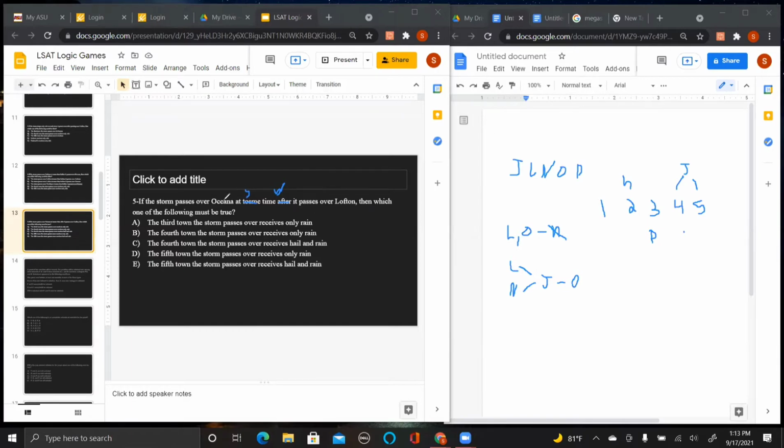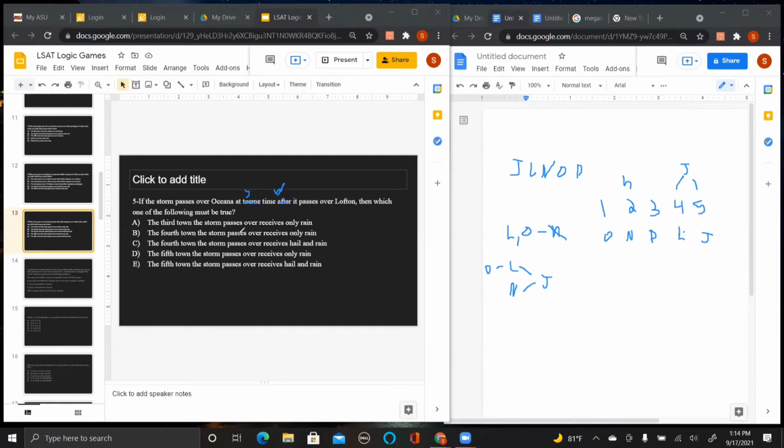So if the storm passes over Oceania at some time before it passes over Lofton, then which one of the following must be true? So I didn't erase everything, did I? All right. So if Oceania is before Lofton, same thing that's happened a couple times happens again. J has to be last because it now has to have 3 before it. 1, 2, 3. Jackson is last. And L and O cannot be in position 2, so N has to be. And O is before L, so O before L. Brilliant. That is a terrible L that looks like an angle.